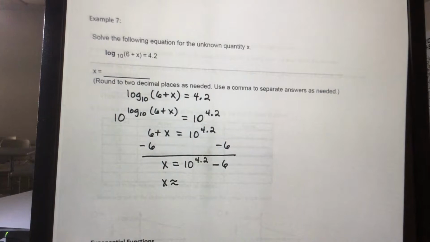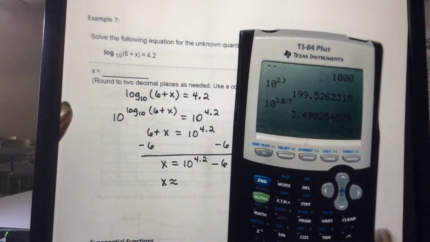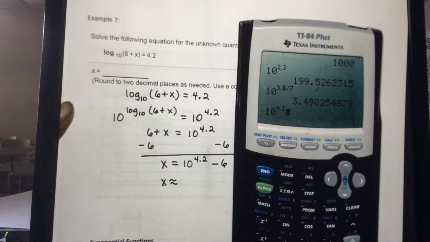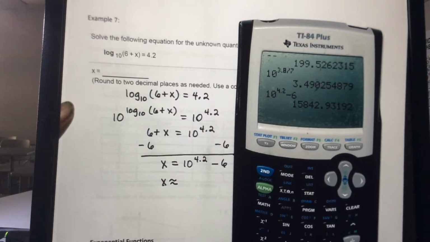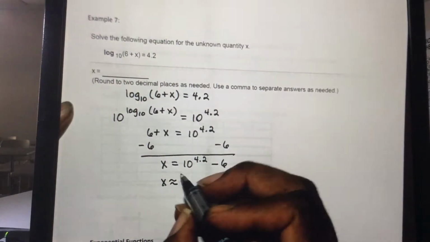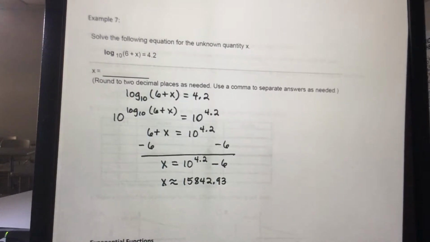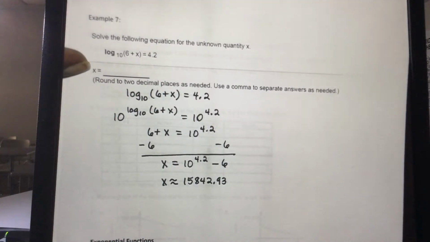Now they want the approximate value to 2 decimal places here. So we're going to do 10 and then the hat key, 4.2. Now we need to get out of the exponential part, so we need to use our right arrow key to get out of that, and then minus 6. Now the 2 decimal places, this will be 15,842.93. That will be your approximate value of x. Okay, so that's just a review of some logarithms here. Now we did have a short review in video 8b. You might want to check on that video as well.